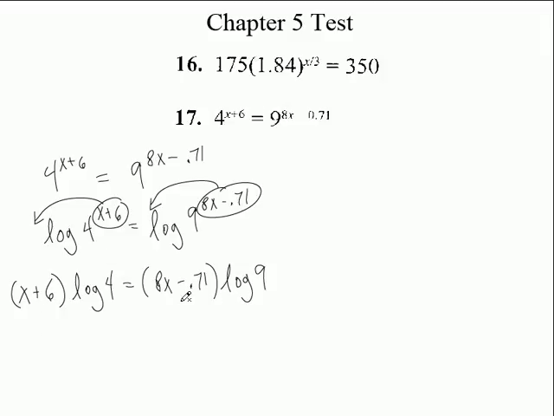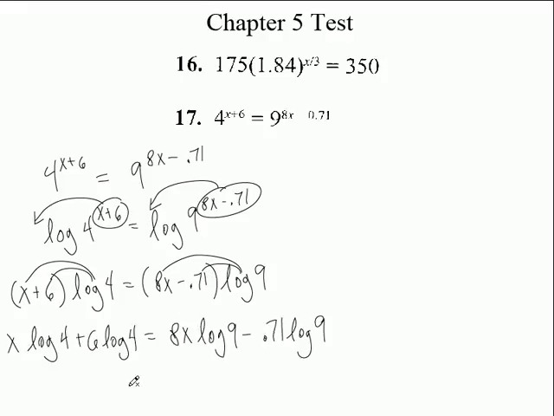I guess there's a couple ways you could do this. Some people have done this in different ways. This is how I'm going to show you. I would take this log 4 and distribute it through both of these. Do the same thing with the log 9. In the interest of time, I'm going to pause and just do it. Okay, there's the distributive property. It's x log 4 plus 6 log 4, and it's 8x log 9 minus 0.71 log 9.